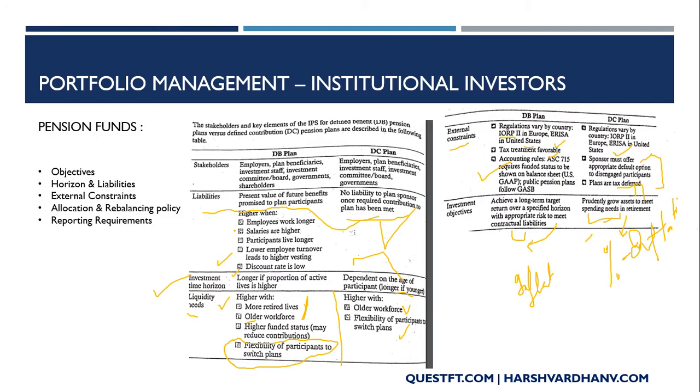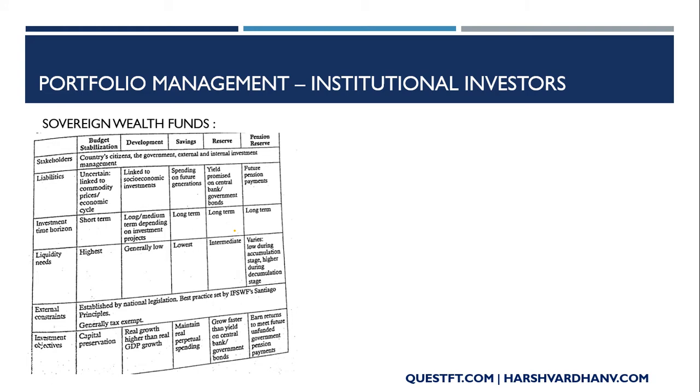So we saw the pension fund. In a nutshell, the pension fund is long term. The liquidity needs are high when the workforce is older, or there is flexibility to switch plans, and so on and so forth. Generally, the horizon is longer, and the liability lies with the employer in the DB plan and with the employee in the DC plan. The second entity that we are going to see is basically the sovereign wealth funds.